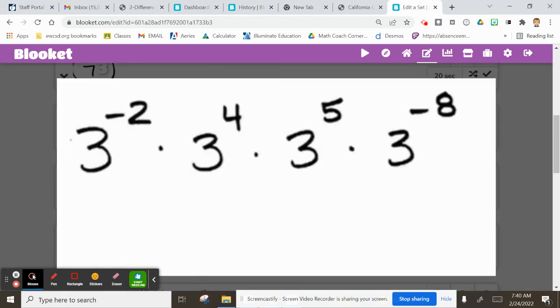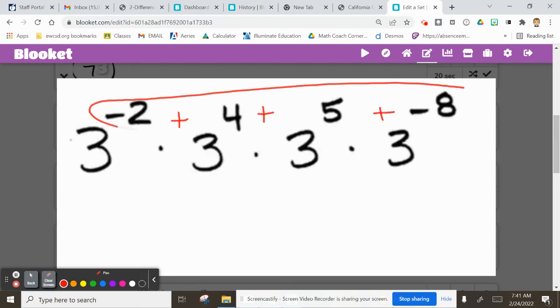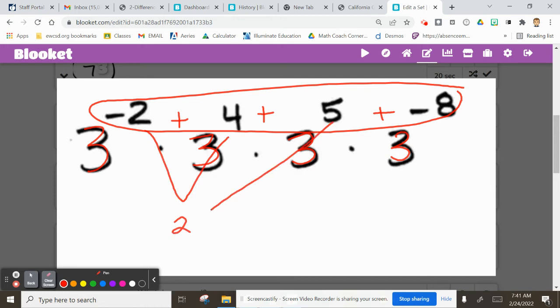Okay, let's just talk about this one actually. What are you supposed to do with this one? I want you to add all these. Why are we allowed to do that? Because they're all threes. They all have the same base, but different exponents. When you're multiplying with the same base, you get to add all across. All right. Well, negative 2 and 4, this is going to be positive 2. And then the 5 comes into play. That's going to equal plus 5. That's going to equal 7.